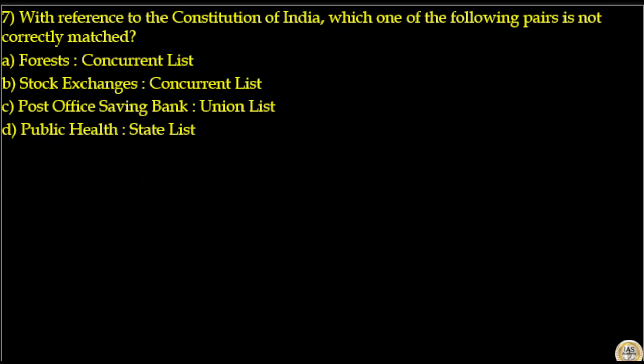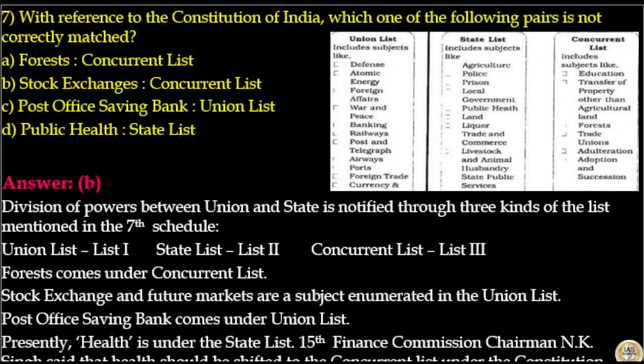With reference to the Constitution of India, which one of the following pairs is not correctly matched? Options are: forest, concurrent list, that is correct. Stock exchange, concurrent list, that is incorrect. Post office savings banks, union list, that is correct. Public health, state list, that is correct. So our answer to this question is option B.